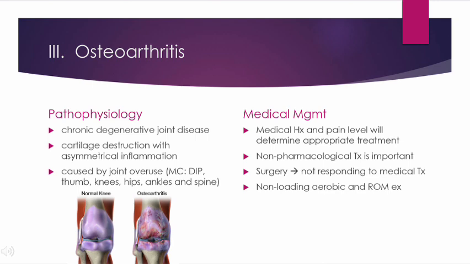Now, medical management depends on the patient's condition. Non-pharmacological treatment is very important. This includes exercise, particularly range of motion and low-impact aerobic exercises. Examples include walking, cycling, and swimming. Surgery may be considered if the condition does not respond to conservative management. So, osteoarthritis management involves both medical and lifestyle interventions.